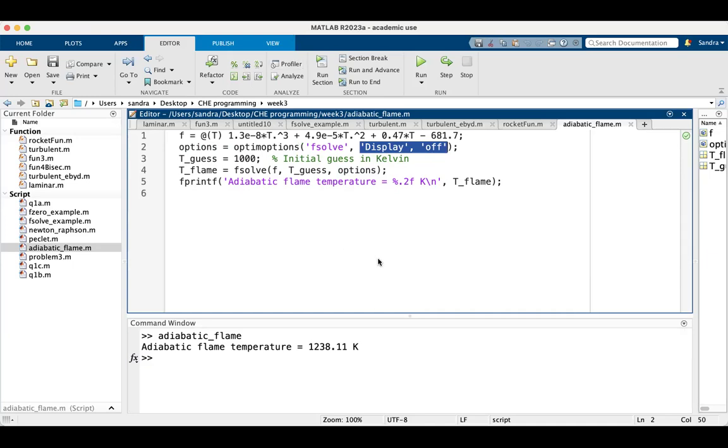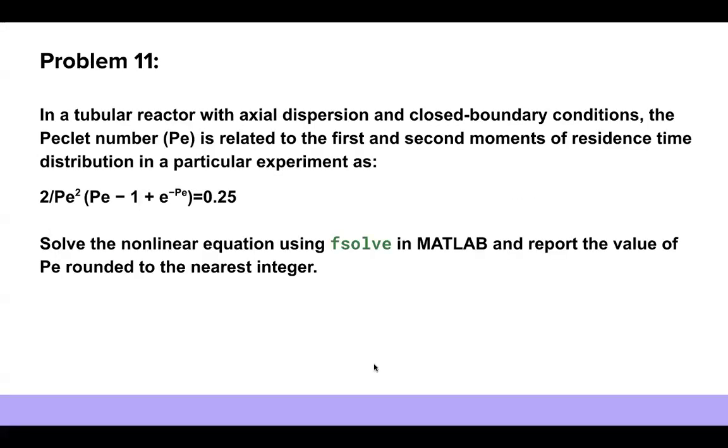And just one more quick problem, and after that we'll end the session. This is the last question. In a tubular reactor with axial dispersion and closed boundary condition, the Peclet number is related to the first and second moments of the residence time distribution in a particular experiment. So this is how the Peclet number is calculated. Now solve this nonlinear equation with fsolve.